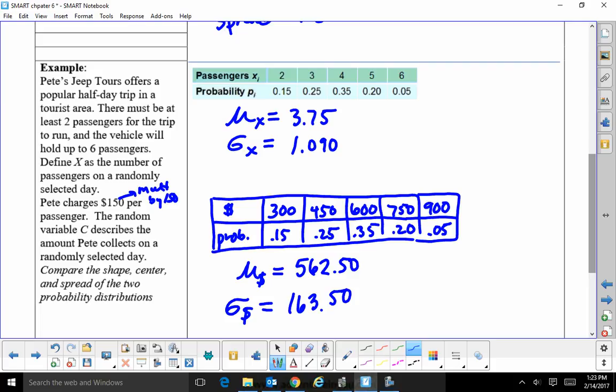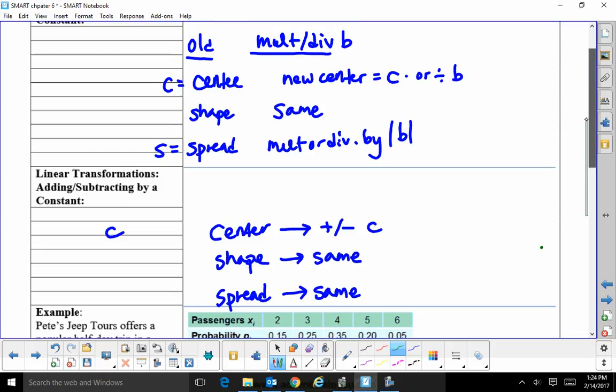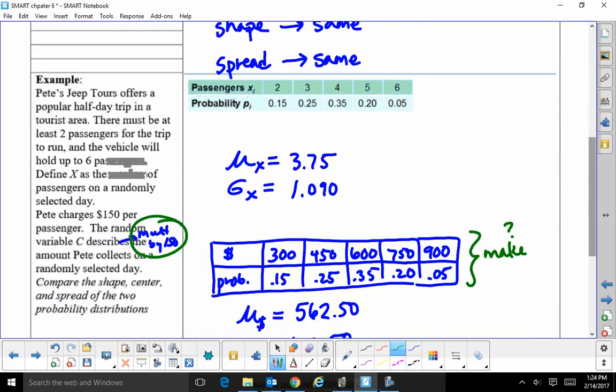Okay. Now, did I have to make this new thing? I did it so you could actually see what we're talking about. Before, they said that we are basically just multiplying by 150. And we know from up here that when we multiply, the center is multiplied and the spread is multiplied by the absolute value. Down here, this is my center, and this is my spread.